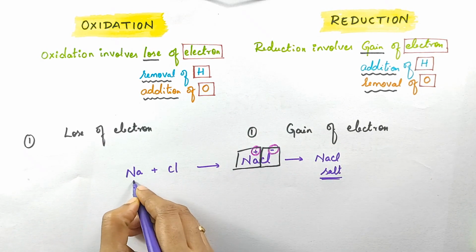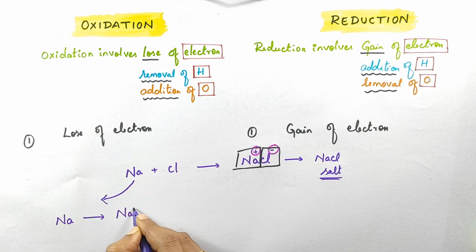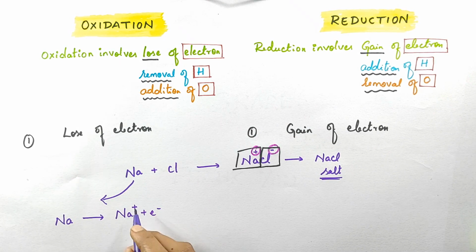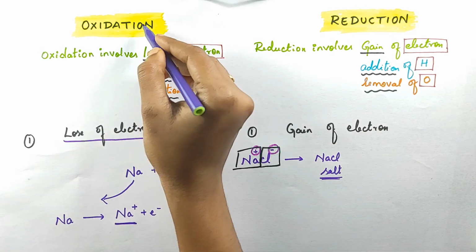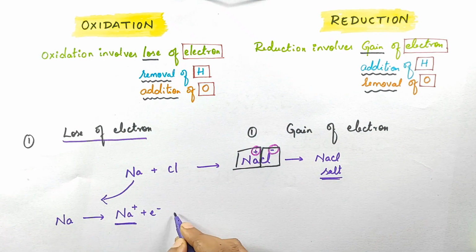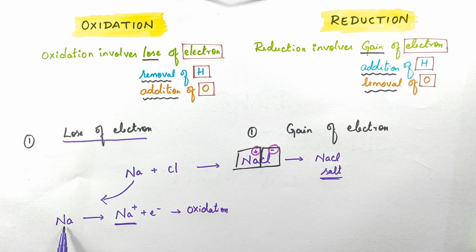Let's see what this sodium does. Sodium loses its one electron to form a sodium ion. This loss of one electron is called what? Oxidation. So sodium is showing the oxidation process. Sodium is converted into sodium ion by the loss of electron. We call this oxidation.